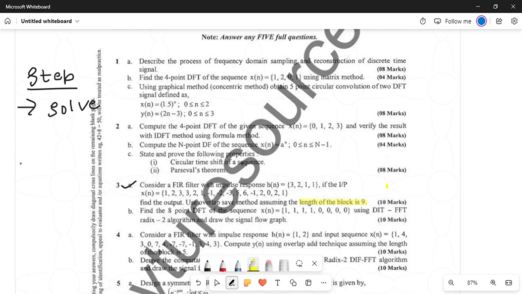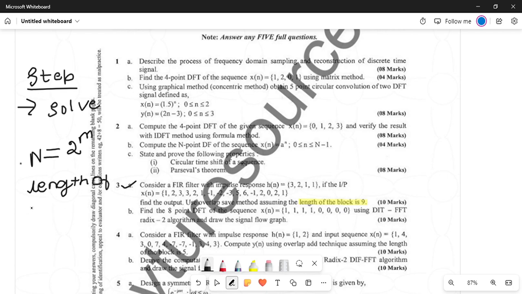In that last question, there was no n given. You were supposed to find the value of n by using a formula, n is equal to 2 to the power of m. But here he has already given the value of n. What is my n? My n is the length of the block. This is what you need to understand.